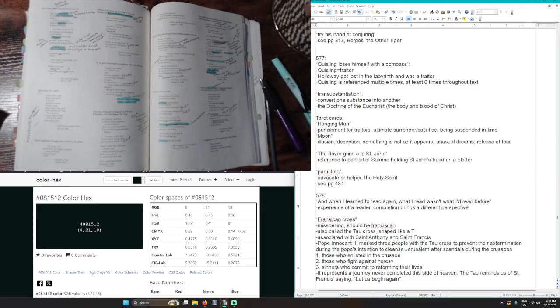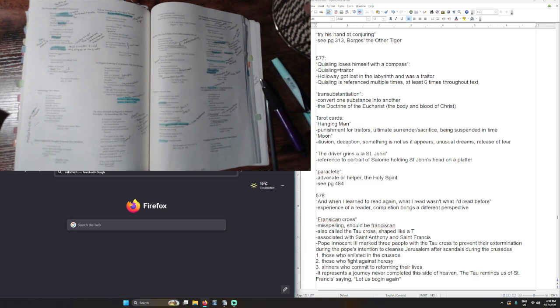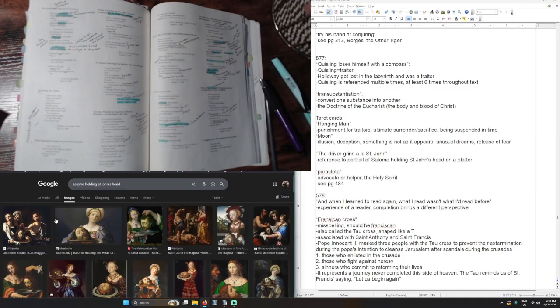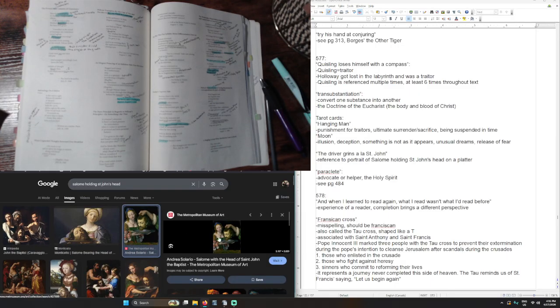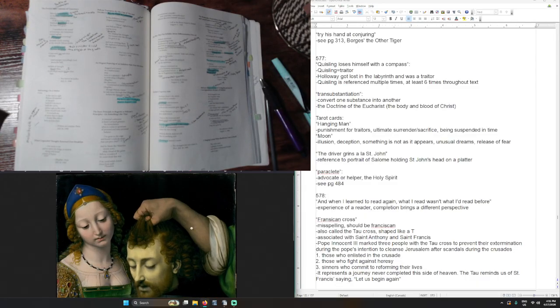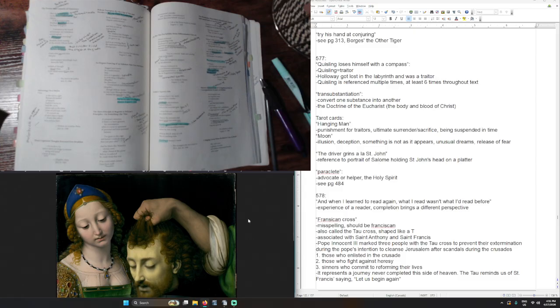We have a reference to the driver grins a la St. John, and I should have had this here, but this is a reference to a painting of Salome holding St. John's head. She was the daughter of Herod. There's various paintings here, but we'll open image in new tab. Bring up this image. Oh, that's huge. This image here. Herod asked her what she wanted for her birthday, and she said, St. John's head on a platter. So there you go.